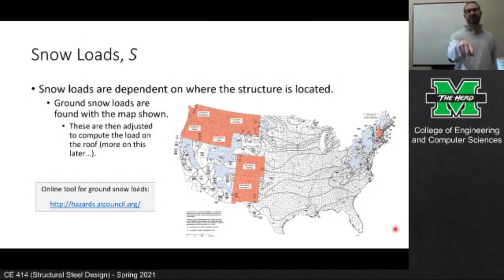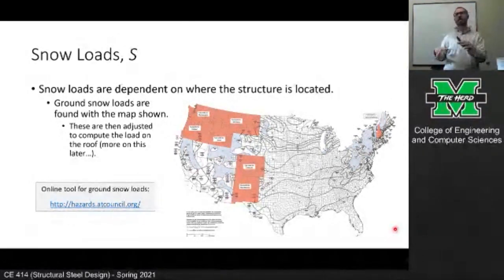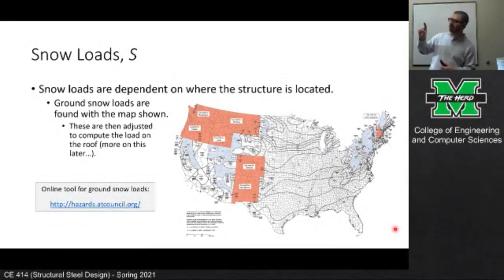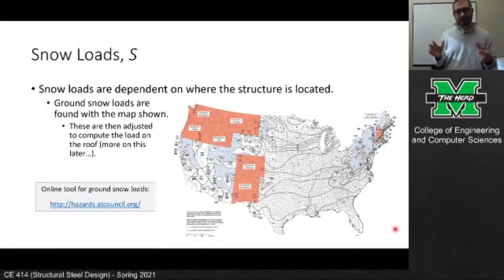There are tools online, like for instance, hazards.atcouncil.org. What they've done is they've taken all of the environmental load maps in ASCE 7 and then digitized them and sort of integrated them with Google Maps. So you can say, I'm designing a structure here, and it'll look up the snow load for you. Obviously, as you get farther north, the snow loads are going to get higher, and you can see the variability in the map. One of the beauties of having tools like this ATC website is that I can't read that, but you don't need to. That Google Maps integration takes care of it for you.